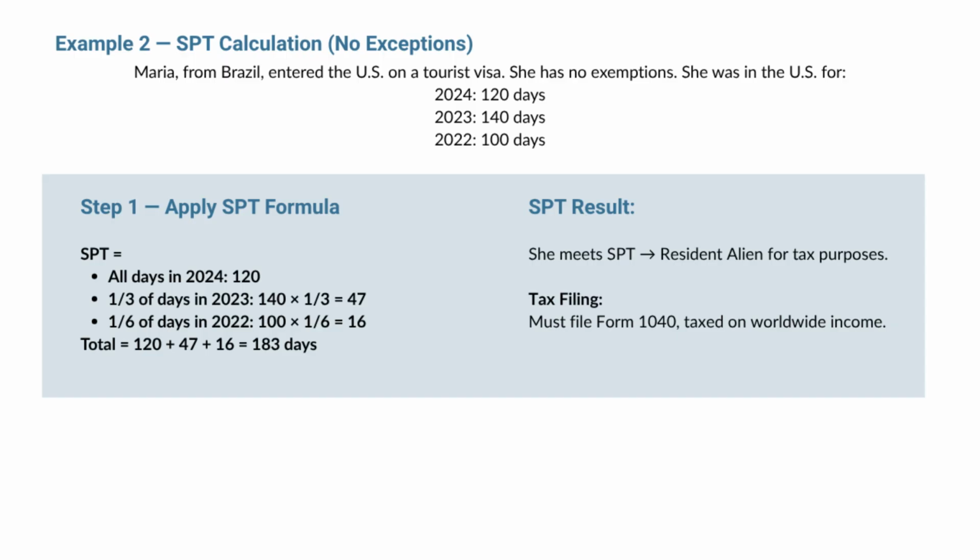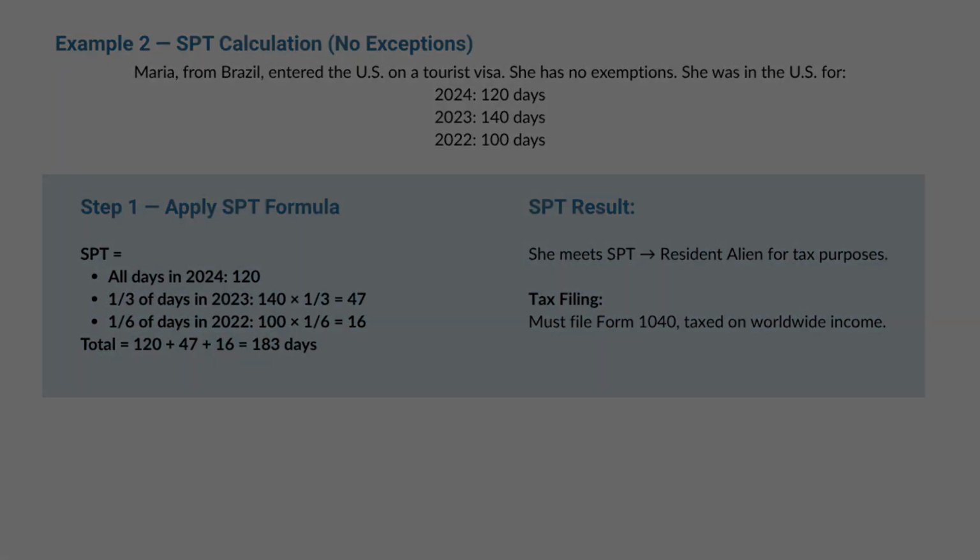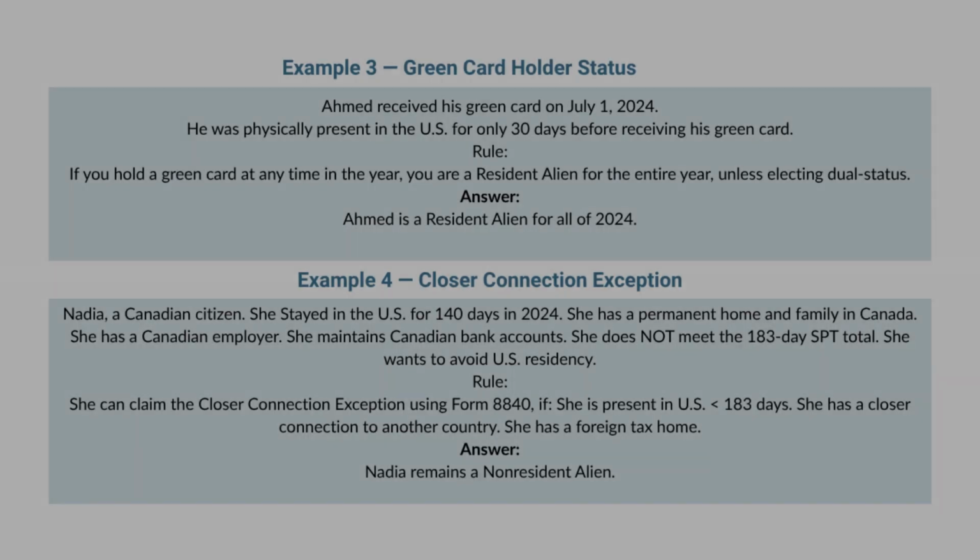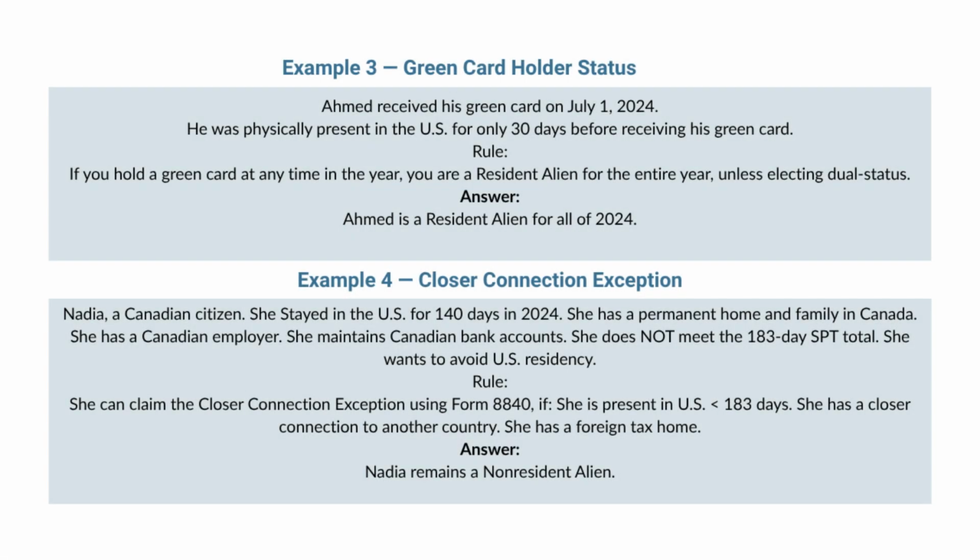Total is equal to 120 plus 47 plus 16 equals 183 days. She meets SPT, resident alien for tax purposes. She must file Form 1040, taxed on worldwide income. Example 3. Green card holder status.